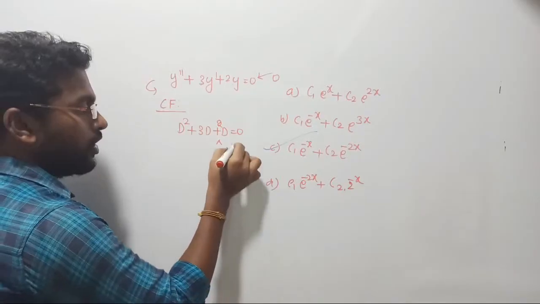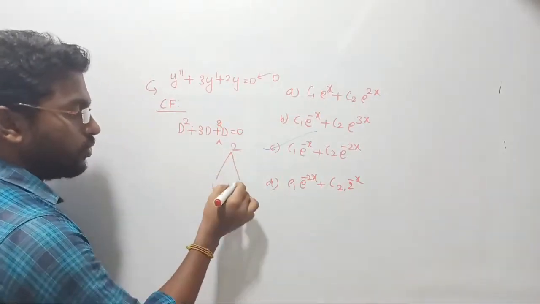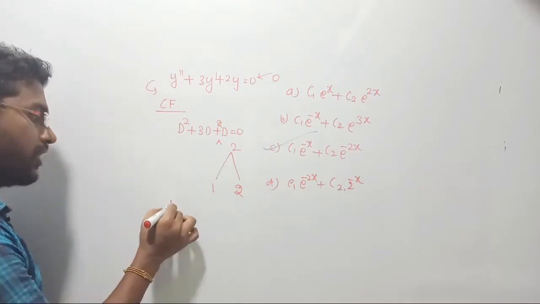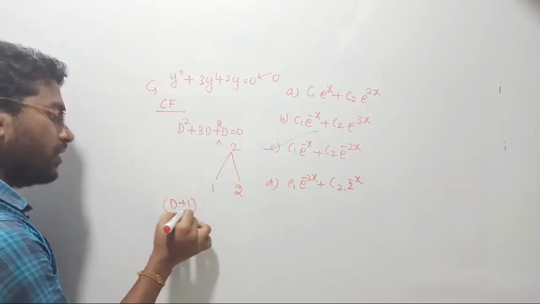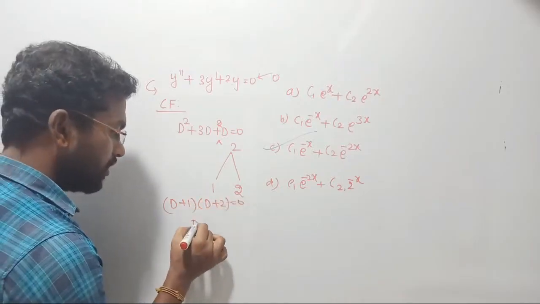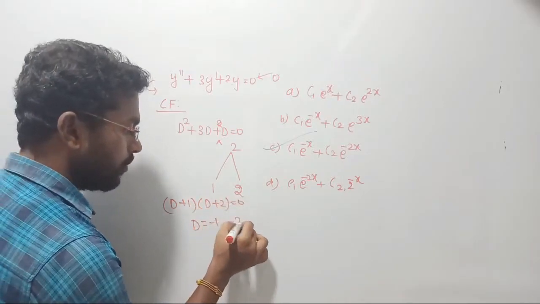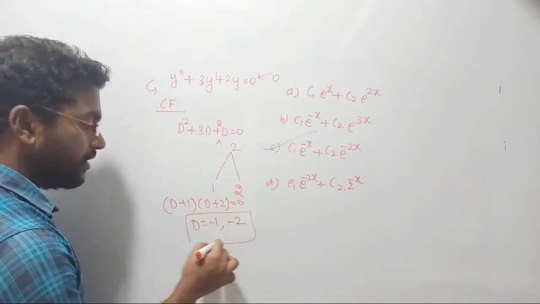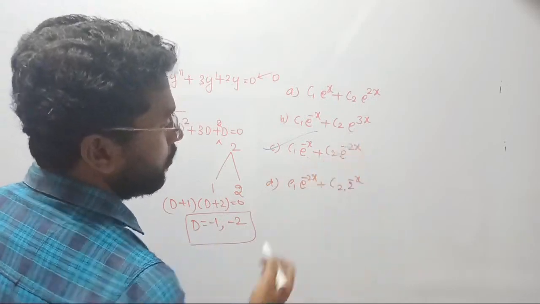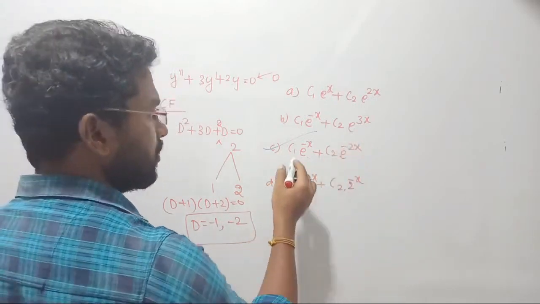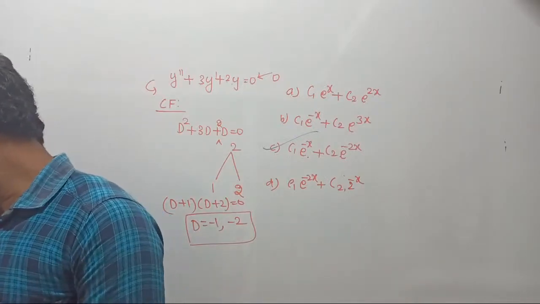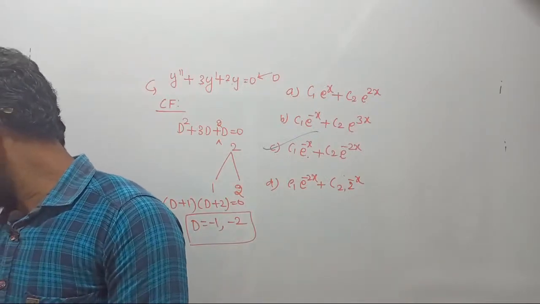Now, the product should be 2 and the addition should be 3. So 1 and 2 will give you the correct relation, such that we can say D plus 1 into D plus 2 equals 0, or I can say D is equal to minus 1 and minus 2. There are two roots. Its corresponding solution is a into e power minus x plus b into e power minus 2x. Instead of arbitrary constants a and b, they are considering C1 and C2. That's the solution, it is over.